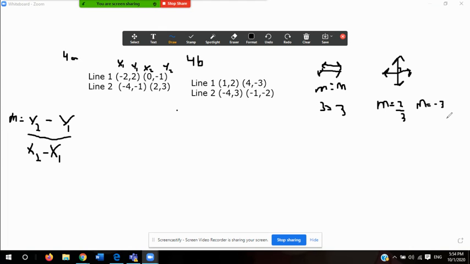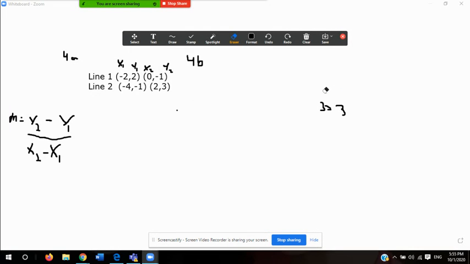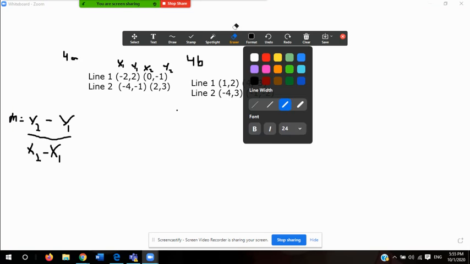Okay, so what we're going to see in these two examples, 4A and 4B, which are in your textbook, is how to determine whether two lines are parallel, perpendicular, or neither. Example 4A and 4B of your textbooks actually give you two pairs of lines, and we're supposed to determine if those lines are perpendicular, if they're parallel, or if they're neither. So let's look at that real quick.